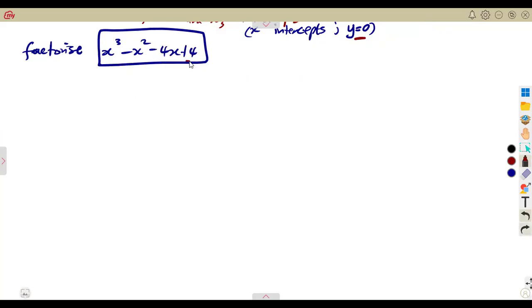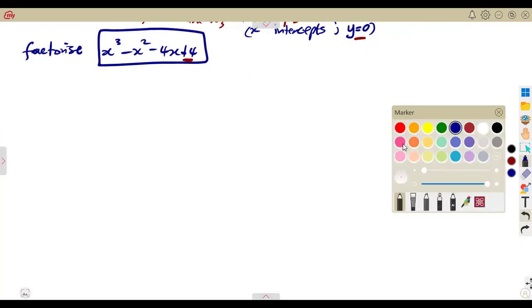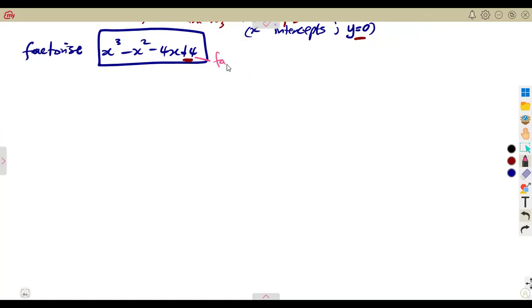So remember, we said we consider the constant, which is 4. What are the factors of 4? We are going to need the factors of 4, numbers that you multiply and you get a 4. We have plus or minus 1, plus or minus 2. Once we have plus or minus 2, we can't use plus or minus 4 because the 2 is there in this 4. So we are just going to consider plus or minus 1, plus or minus 2.